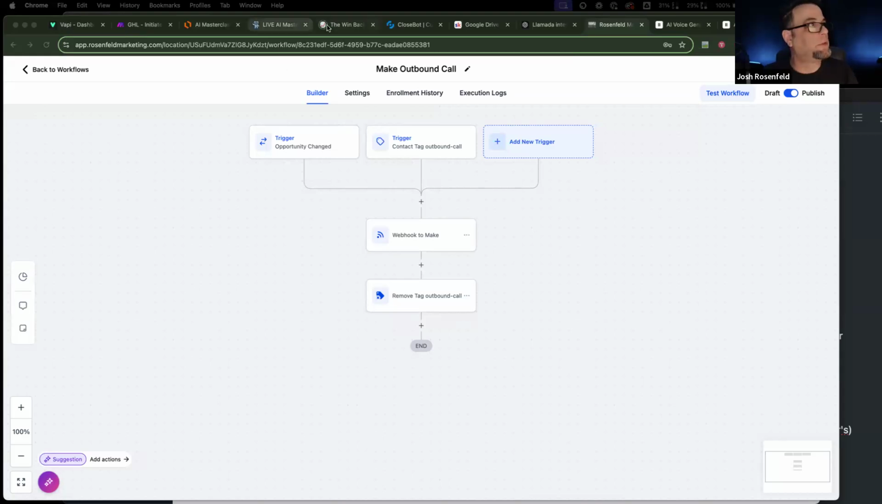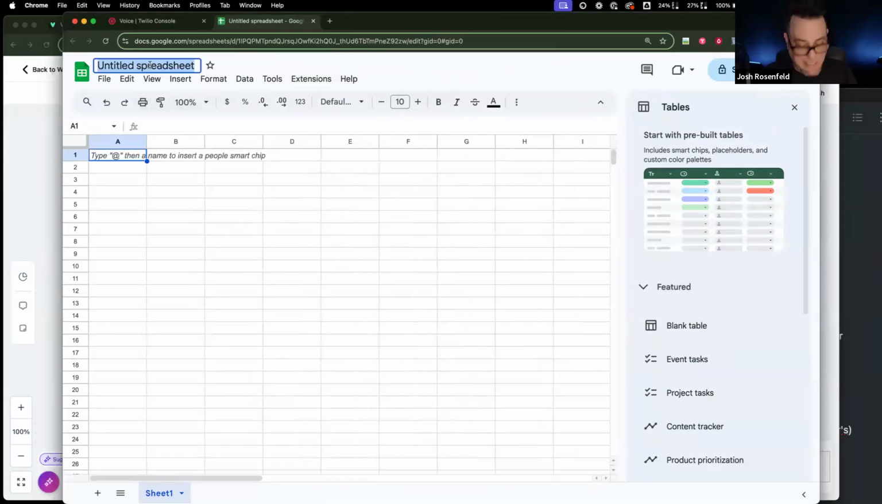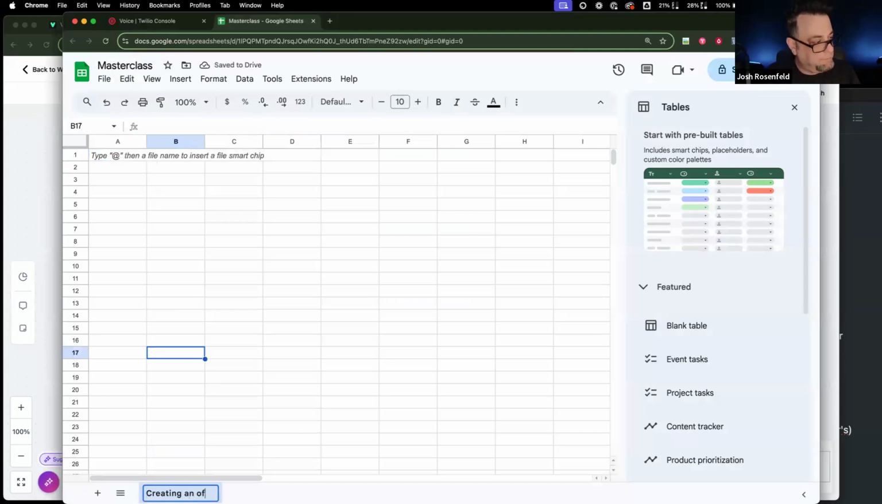And the school group is growing. There's lots of, the class is growing. There's tons of stuff in there. Okay, so we'll call this Masterclass. Okay, so this first sheet, we'll call it creating an offer.